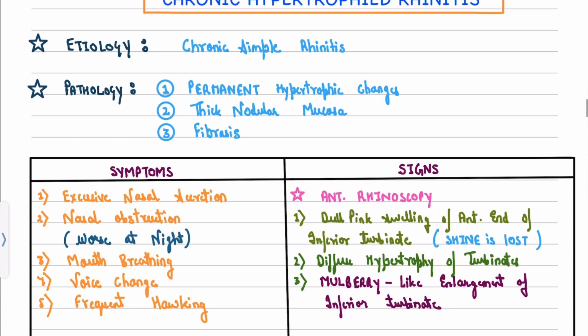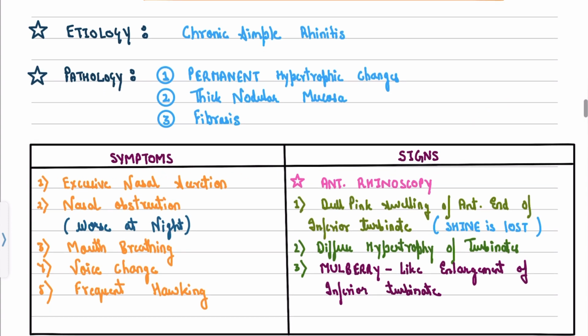All right. In signs, we will perform anterior rhinoscopy, and on anterior rhinoscopy, what we will see is a dull pink swelling of the anterior end of the inferior turbinate. It is not shiny anymore. Again, I've mentioned the shine is lost. That means this dull pink swelling, this hypertrophy, is now permanent. All right. If we have to reverse this condition, we might have to cut the excessive swelling.